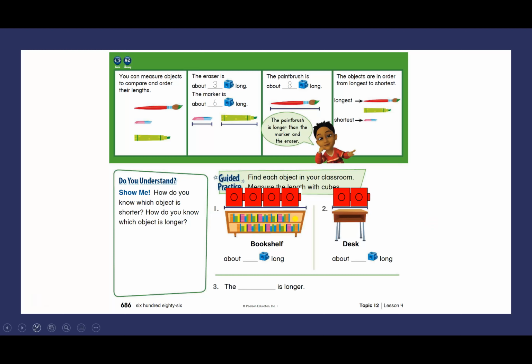So now here, let us write down how many cubes it took for the bookshelf. 4 cubes long. And the desk is about 2 cubes long. So which one is longer, the bookshelf or the desk? Good job. The bookshelf. So you write here bookshelf. Okay? Easy? Yes. I told you this lesson is fun. You will enjoy doing this lesson.